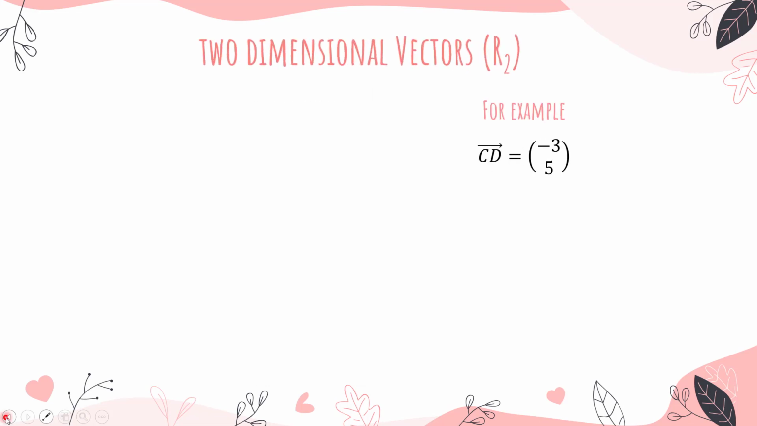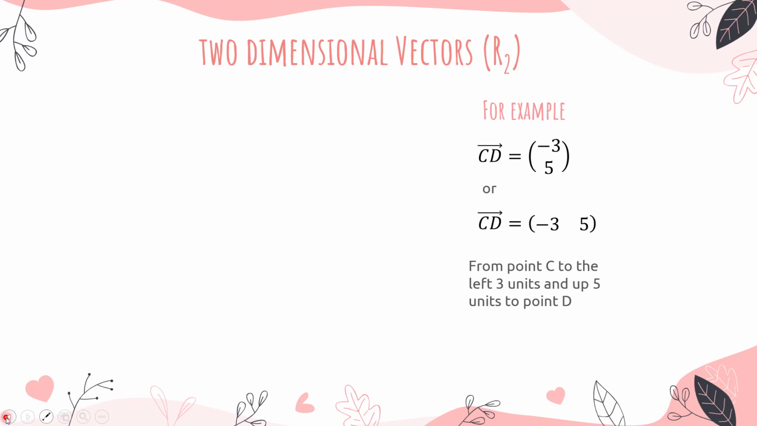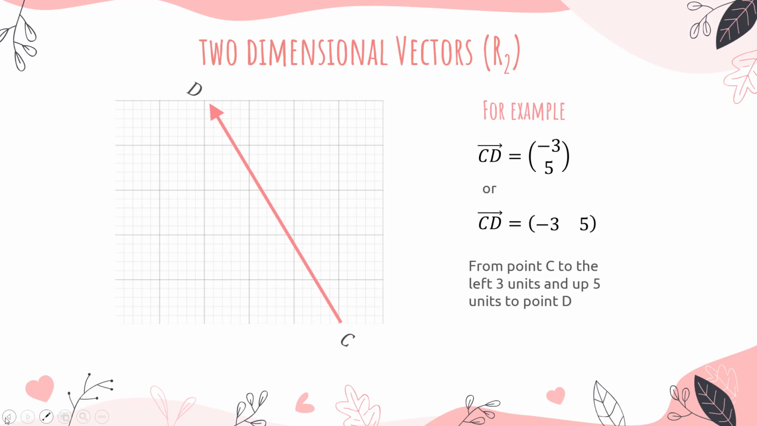For another example, here we have vector CD, which is (-3, 5). So from point C, you will go to the left 3 units because it is a negative value, and you will go up 5 units in the positive y direction. So this is the vector CD. This is 3 units and this is 5 units.